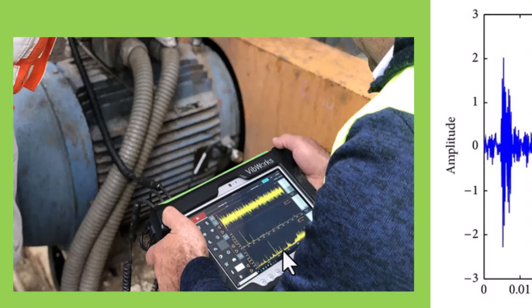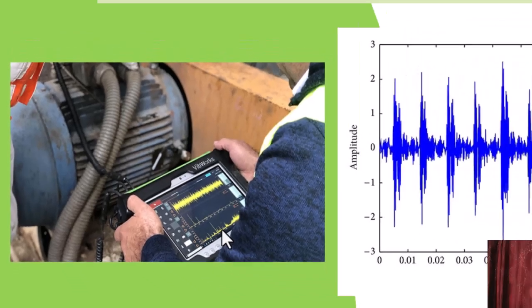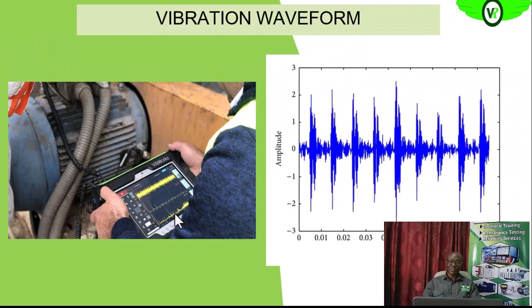Are we getting it? Which is determined by the ball pass frequency, the number of balls times the rotational speed of the machine. Okay, we have both for inner race and for outer race. So if there's a dent in the inner race, there is a particular frequency that you will see for such a problem. If there is a dent in the outer race, there is also a particular frequency that you see for such a problem.